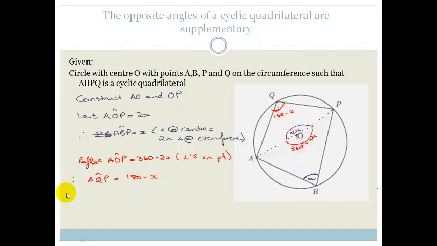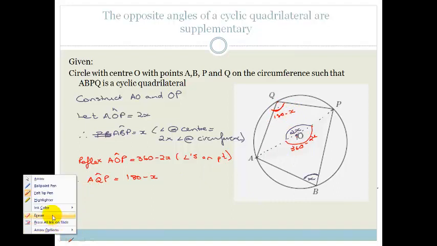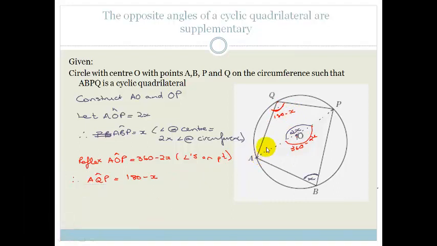But check this out. If we go AQP plus ABP, what do we get? We get AQP is 180 degrees minus x plus ABP, which we said was x, which equals 180 degrees. Therefore, we've proven that the opposite angles of a cyclic quad are supplementary.